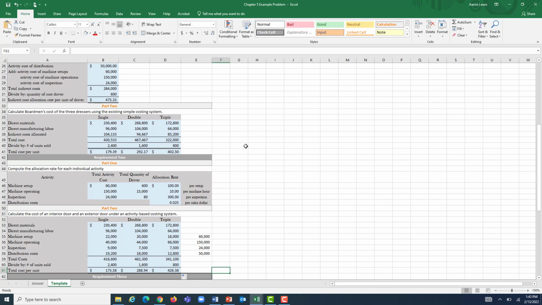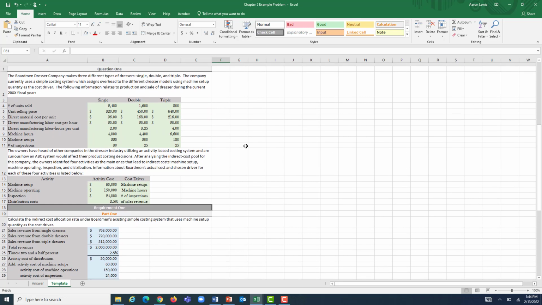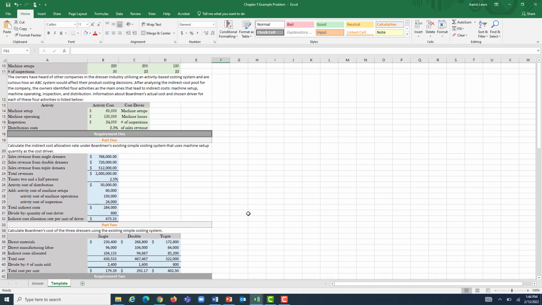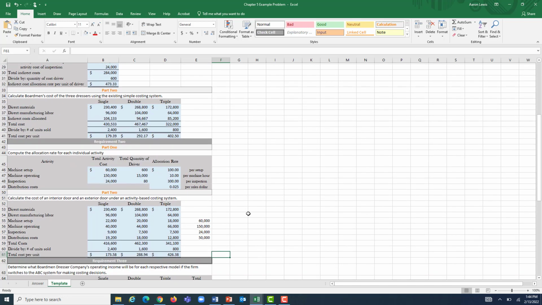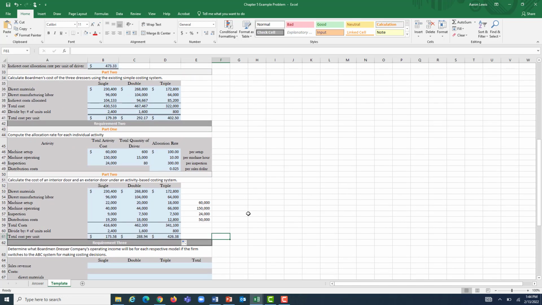That's information that we can use to determine, do we still even want to produce triple dressers? They're our lowest seller in terms of quantity. Again, this system, the ABC system, is there for managerial decisions. So armed with that information, it's looking a lot better for the single and double right now versus when it did with our simple system than it is for the triple.